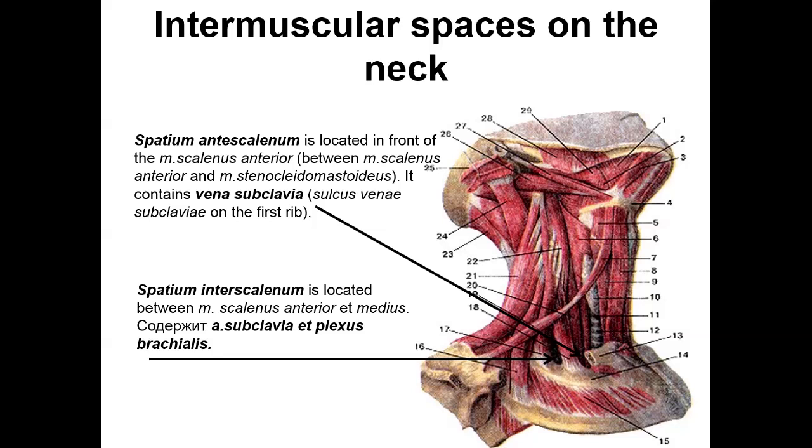Scalenus anterior, scalenus medius, and scalenus posterior. Spatium interscalenum is between musculus scalenus anterior and medius. It contains arteria subclavia and plexus brachialis.